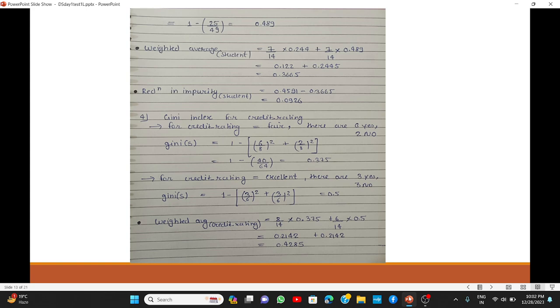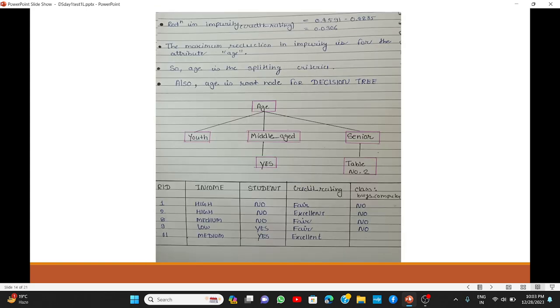Now we will calculate the Gini index for credit rating. In credit rating, in fair value there are 6 yes and 2 no. Then Gini for fair is 0.375, and in excellent there are 3 yes and 3 no. Then Gini for excellent is 0.5, and the weighted average of credit rating is 0.4285, and the reduction in impurity in credit rating is 0.0306. So the maximum reduction in impurity is for the attribute age. So age is the splitting criterion. Also, age is the root node for the decision tree.